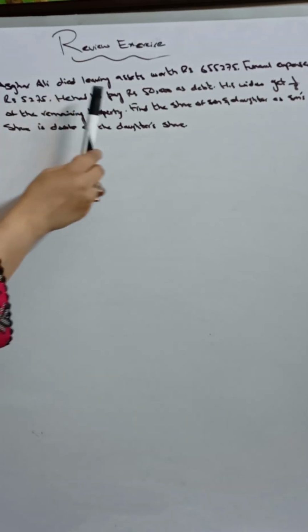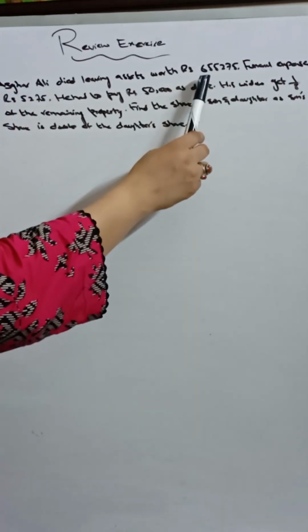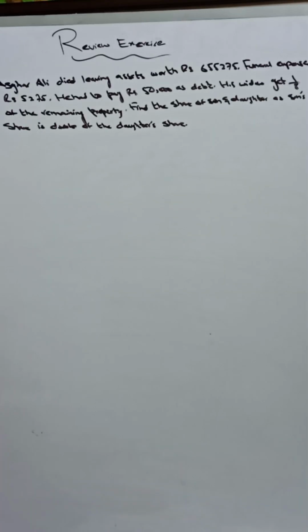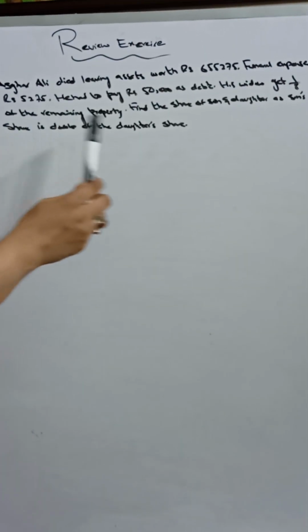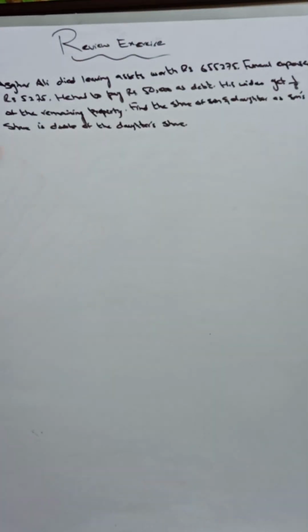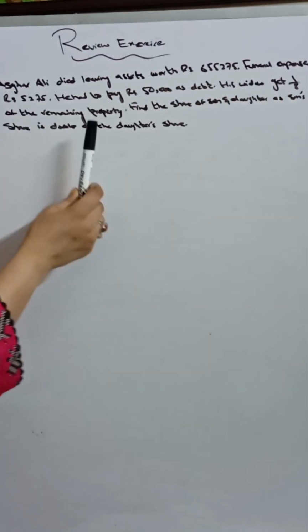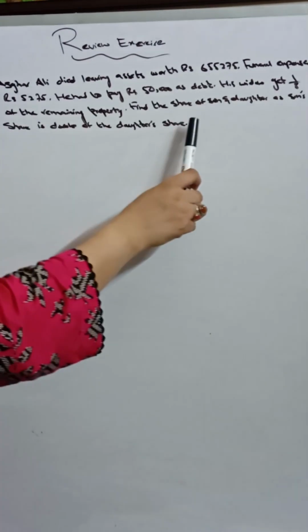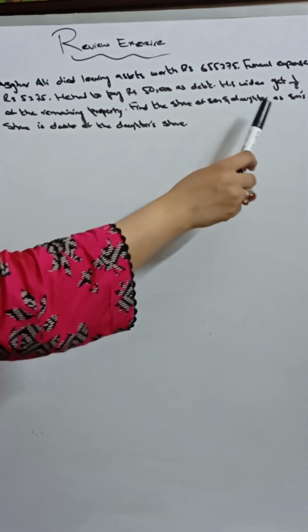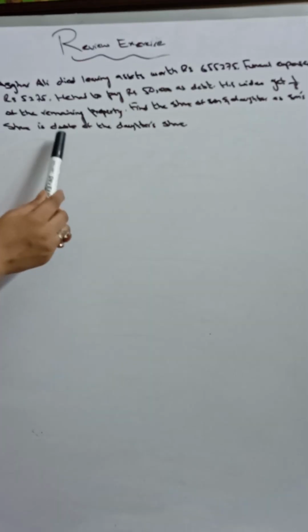Asghar Ali died, leaving assets worth 6,55,275 rupees. Funeral expenses are 5,275 rupees. He had to pay 50,000 rupees as debt. His widow gets 1/8 of the remaining property. Find the share of the son and daughter, as the son's share is double the daughter's share. It's a very interesting question. It's a question of inheritance.